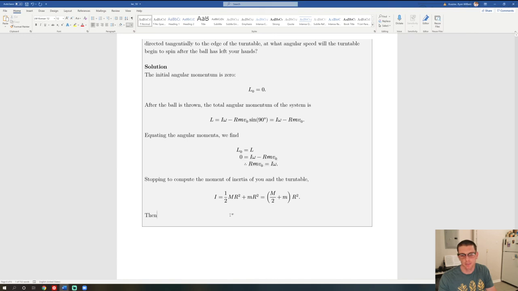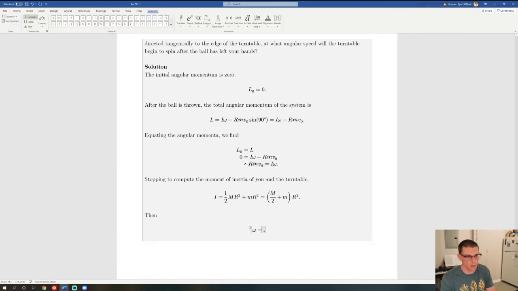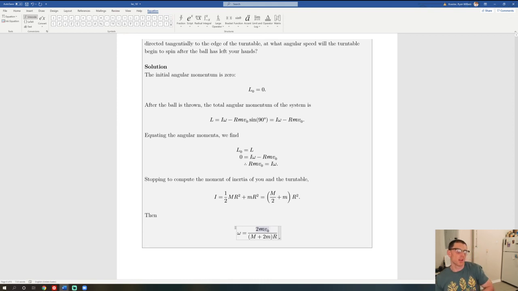And what we find is that omega equals 2m v naught over big M plus 2 little m, big R. And I apparently cannot get this right, but this is also supposed to be a script M. But this should be good. Let me just make sure everything is, I'm paranoid now. I think we're fine.